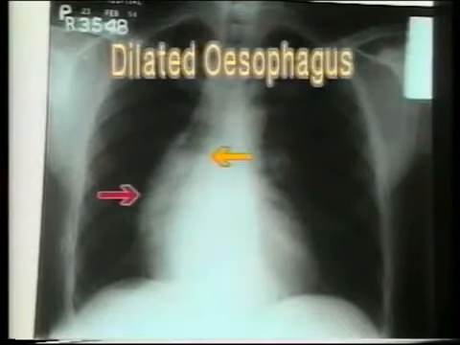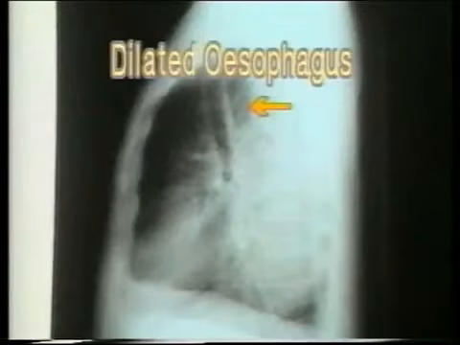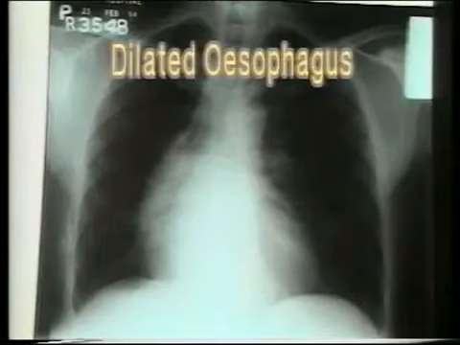Now note this characteristic shadow on the right side of the mediastinum. It extends from the diaphragm to the neck. It has a smooth outer border shown by the red arrow, and it has a fluid level shown by the yellow arrow. This is a dilated esophagus in achalasia cardia. On lateral X-ray, it will be seen to lie in the posterior mediastinum behind the trachea and the heart. This is the typical shadow of a dilated esophagus on the right side with fluid level in achalasia cardia.